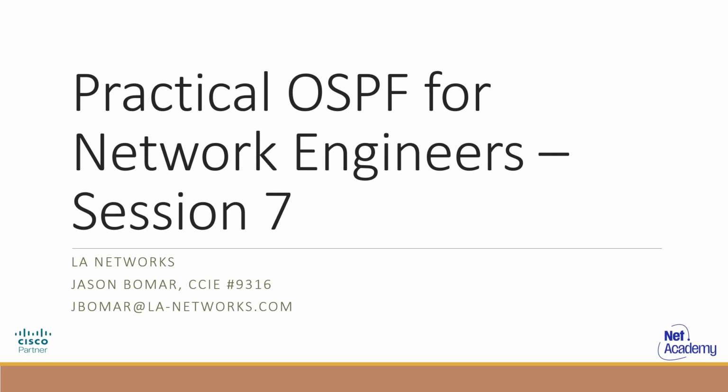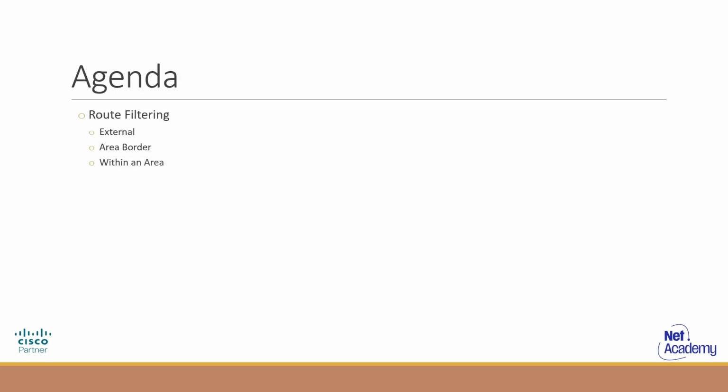As mentioned, today we're going to be going through route filtering. So we're going to talk about how we do filtering externally, at an area border, and within an area. So there's 3 different options. In a sense, there's really 2.5 different options, and we'll see when we get to that last one what we mean by a half.